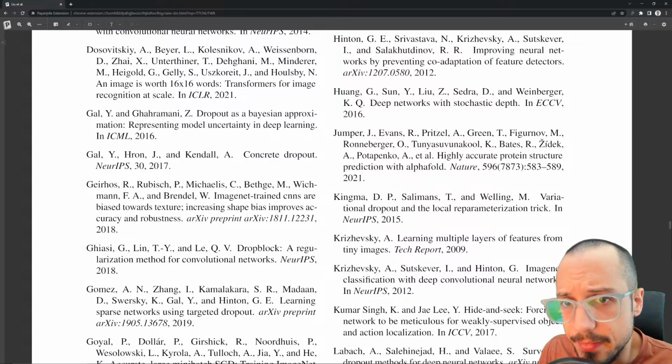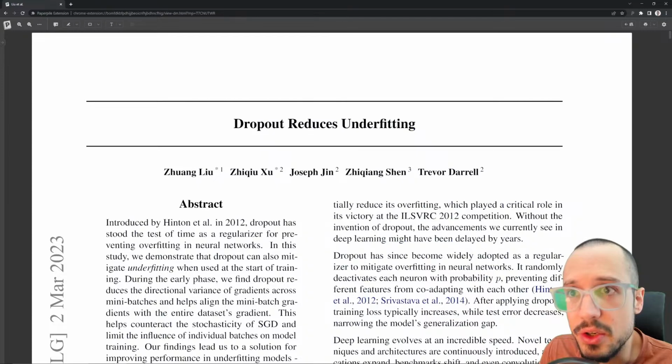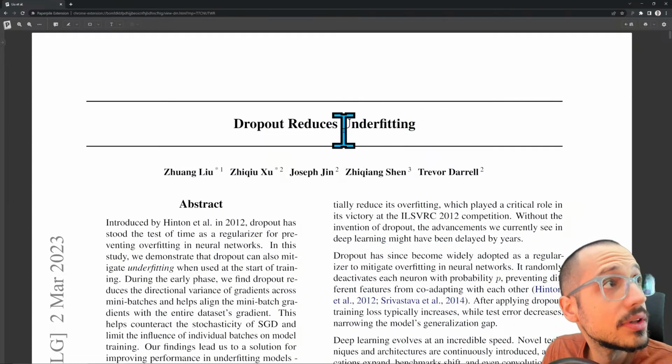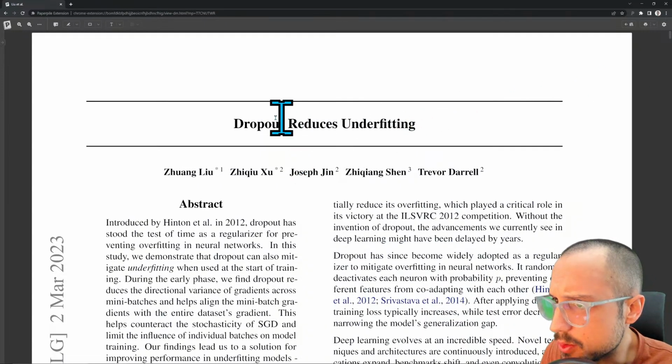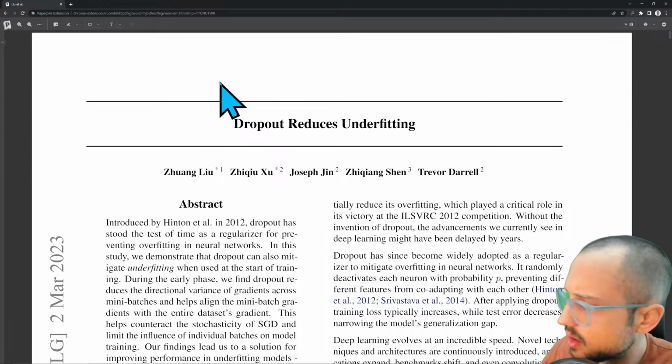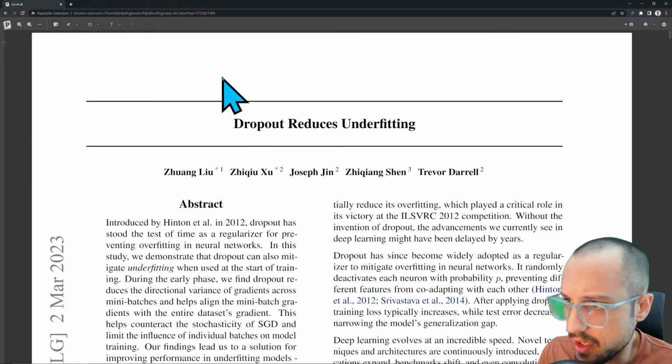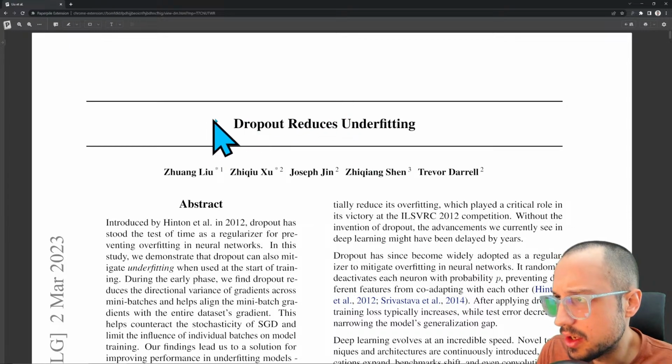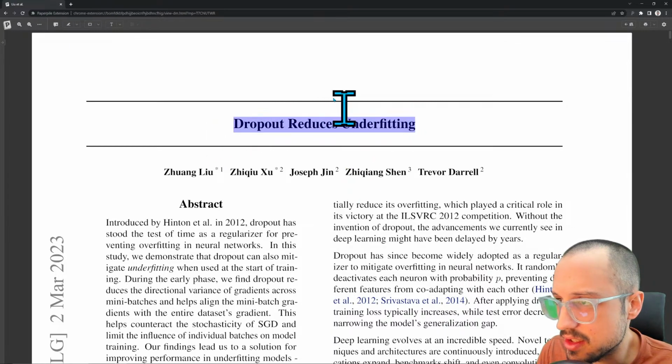Okay. Welcome to a live stream. We're going to do a paper reading today, an actual deep dive. So not like the videos we had yesterday, which were more like figure reads. Here we're actually going to deep dive because this is a very interesting paper. Dropout Reduces Underfitting.